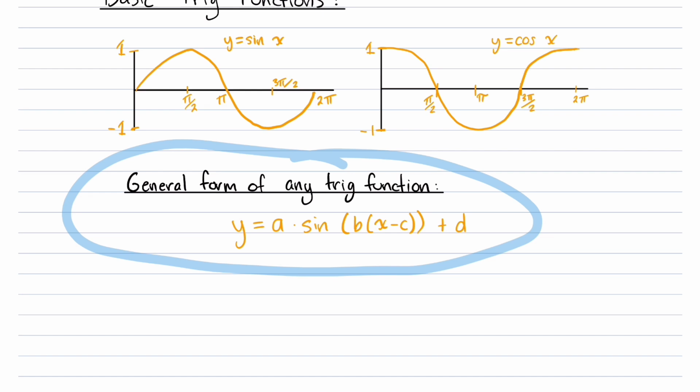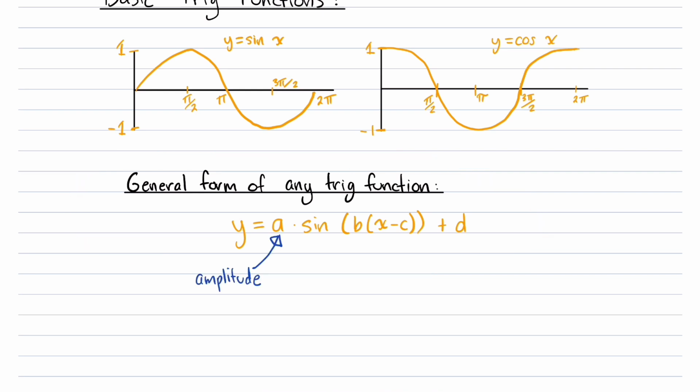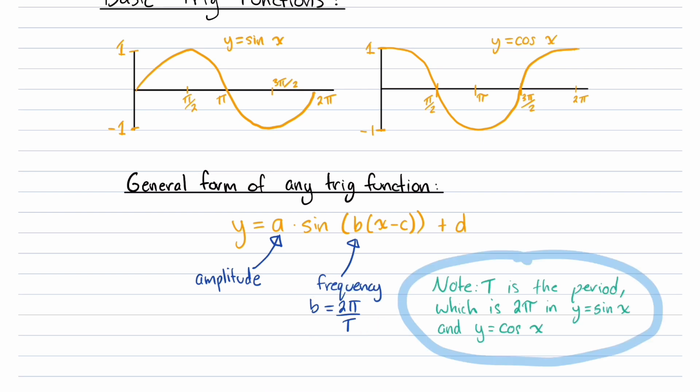Now the general form of any trig function is this. Notice we've got a, b, c and d. So a is always the amplitude, and the amplitude is the distance from the x-axis up to the peak. So you can think of it as half of the range of the function. Then we've got the frequency, which basically changes how frequently our graph repeats itself in a short amount of time. So b is equal to 2 pi over the period, T. And with a regular trig function like y equals sine x or y equals cos x, the period is always 2 pi, hence 2 pi divided by 2 pi would just be 1.